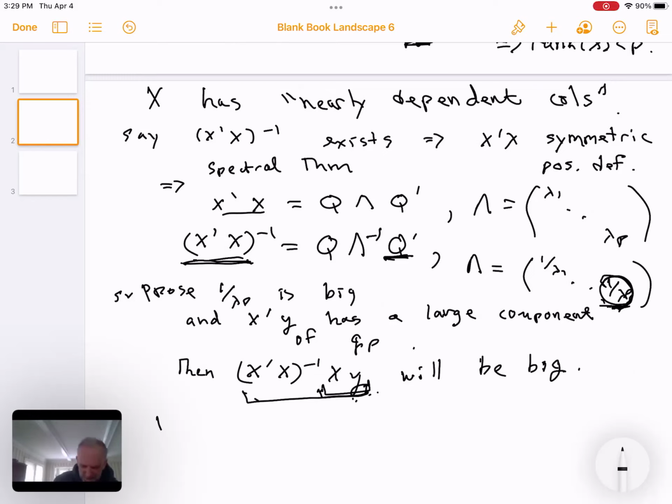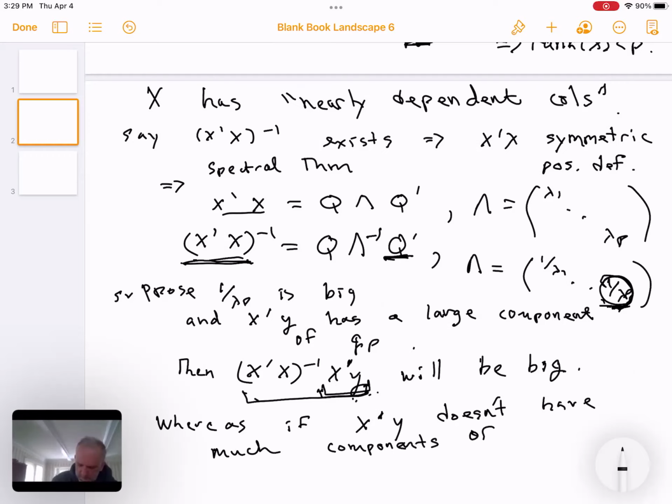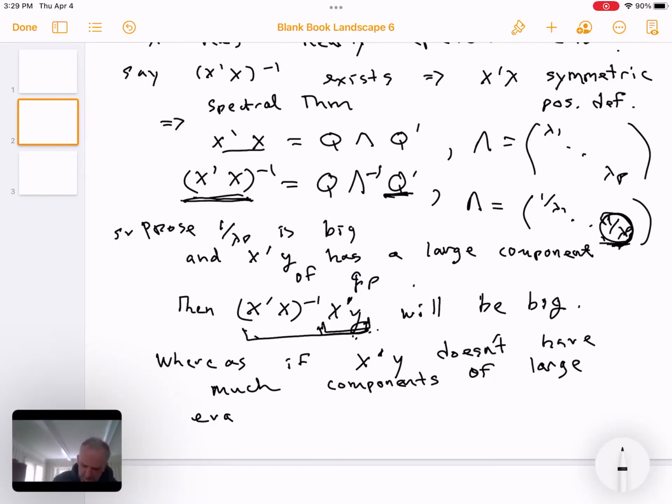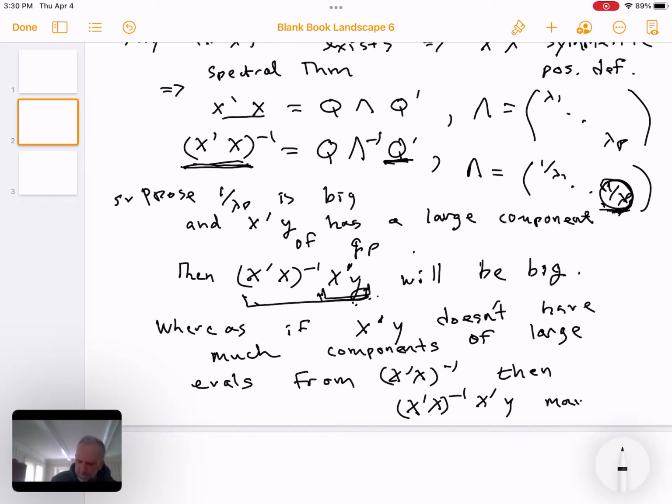So we could say, add another sentence, we could say, whereas if x prime y doesn't have much component of large corresponding to large evals, then it may not and probably will not.